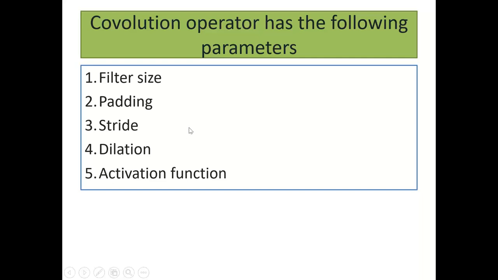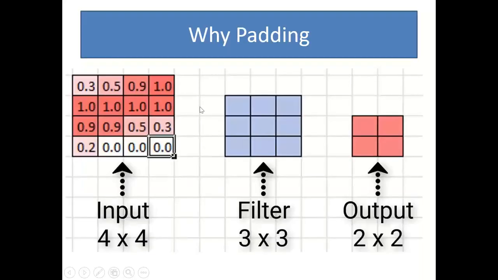Okay, let us understand first the filter size. How can you decide the filter size or kernel size? Basically we divide the kernel size into two categories: smaller and larger. A smaller kernel size consists of 1x1, 2x2, 3x3, and 4x4. If you are using 1x1, 2x2, 3x3, and 4x4, that is called the smaller kernel size, whereas a larger one consists of 5x5 and so on.